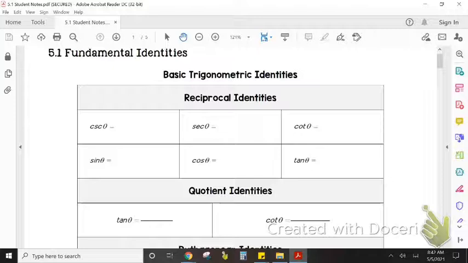Remember, we know that cosecant is a reciprocal of sine, so we can say that cosecant is equal to 1 over sine of theta. And then vice versa, the reciprocal of sine of theta is cosecant of theta, so we can say the sine of theta is equal to 1 over cosecant of theta.